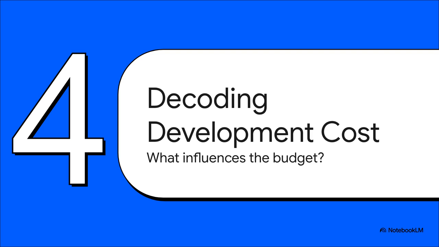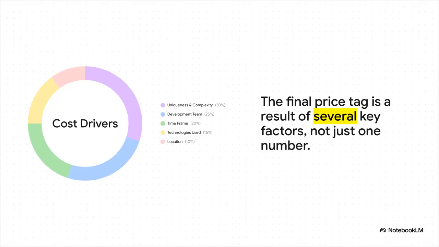Which, of course, brings us to the question that's on everyone's mind, what does all this cost? So let's jump into Section 4 and start decoding the development budget. The final price tag isn't just one number. It's really a blend of several key factors. The main things that drive the cost are the app's complexity, the size of your development team, your project timeline, the technologies you decide to use, and, maybe surprisingly, the geographic location of your team.